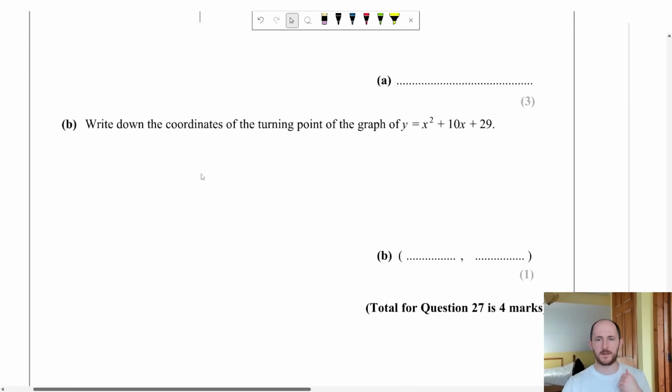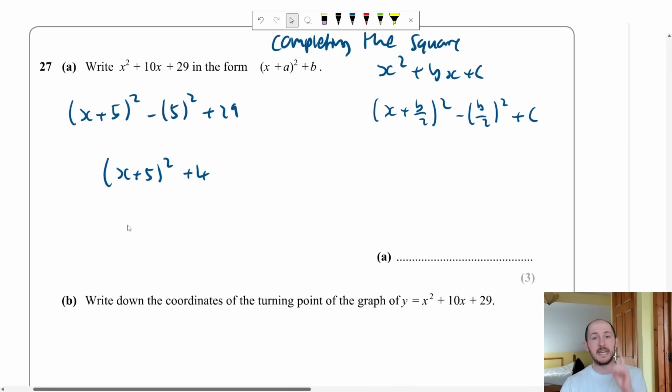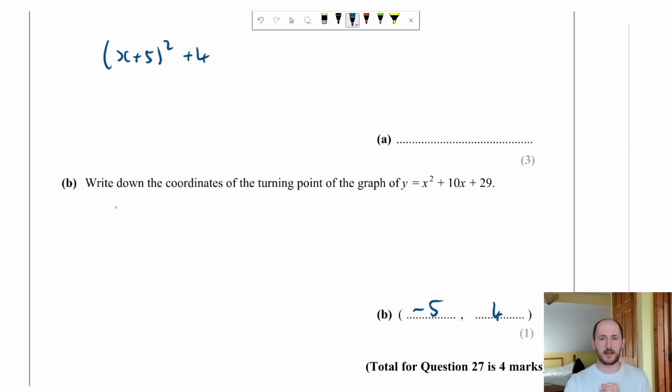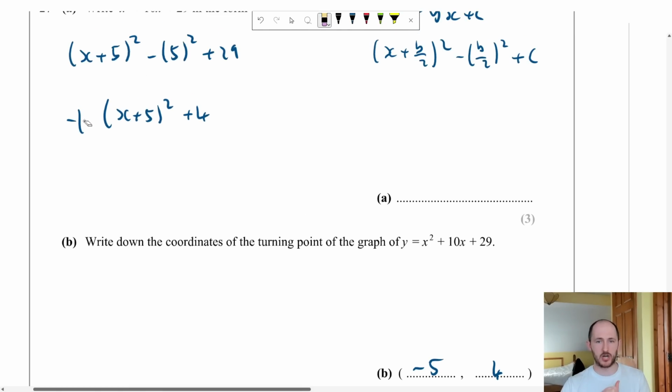And then it says write down the coordinates of the turning point. I can explain why, but essentially all you do is you swap the sign of what's in here, so that becomes minus 5, and you keep the sign of what's outside, so plus 4. What's really good about this is even if there was like a 3 or a negative 3 or a 13 or whatever, the turning point doesn't change. All you do is you change the sign of what's in here and you write what's on the outside. That's your coordinate. Never, ever, ever changes.